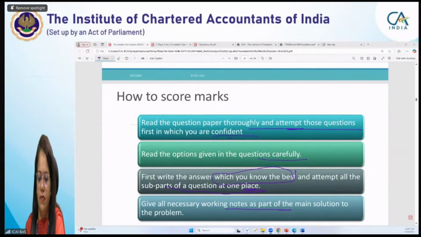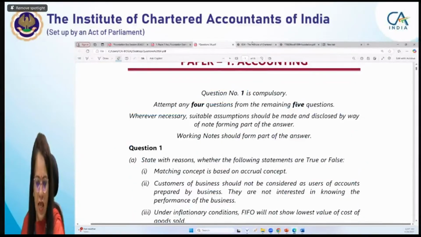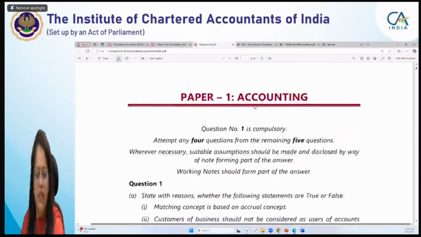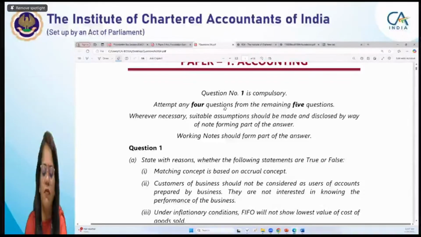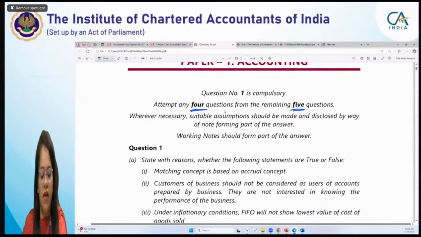All right. Okay. So for that, let's go to the previous attempt question paper that I've taken out so that it will be easier for you. Once, let us understand how the question paper comes. See, this was a previous attempt question paper where question one was compulsory, and then you have to attempt any four out of the five questions.